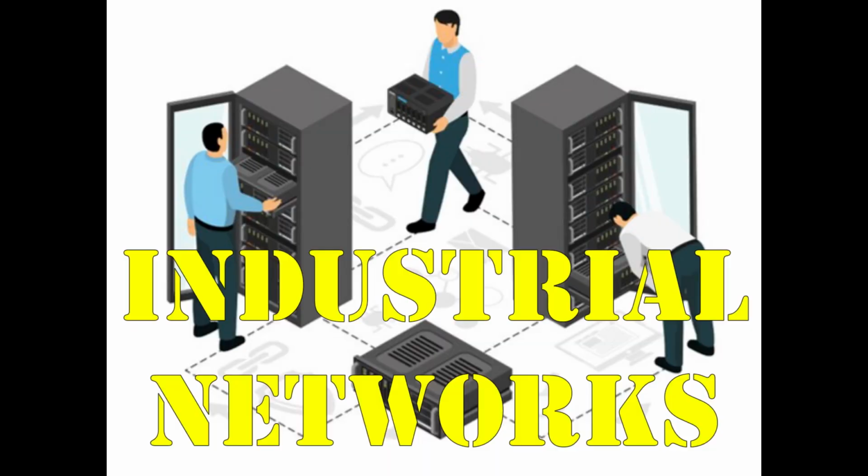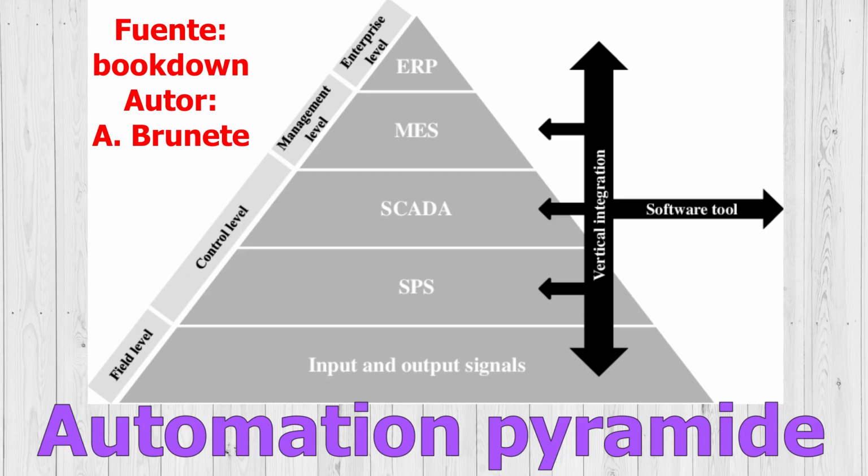Welcome to my channel. Today I'm gonna talk about... Before starting with what industrial communication networks are, it is important to know the automation pyramid. The automation pyramid is made of 5 levels, which are found in an industrial environment.